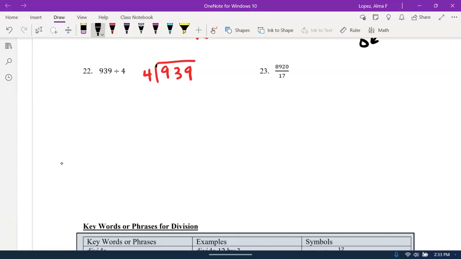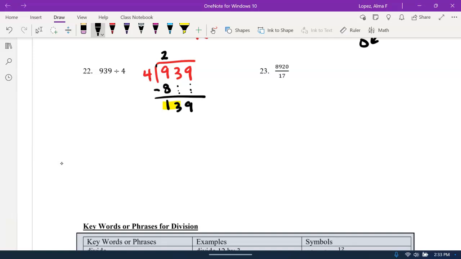How many times does 4 go into 9? Twice. Distribute. 2 times 4 is 8. Subtract. 1. Bring everything else down. Let's try it again. Does 4 go into 1? No. Does 4 go into 13? Yes. 4 goes into 13.